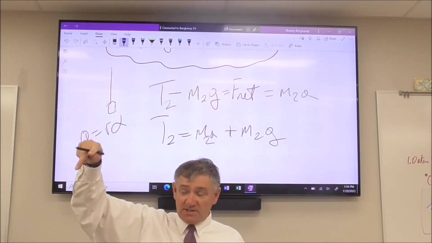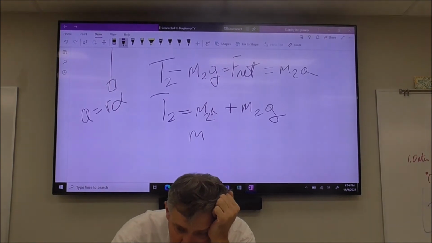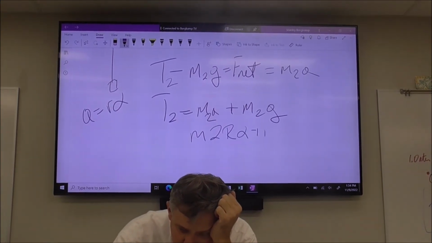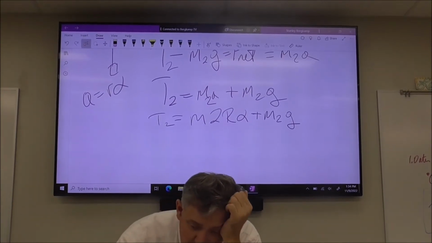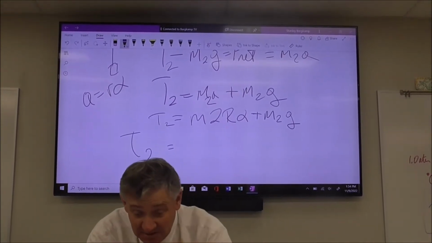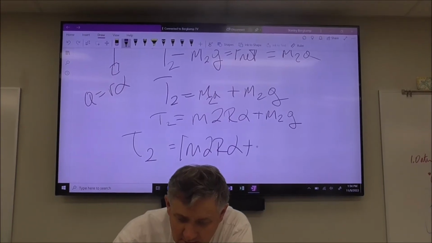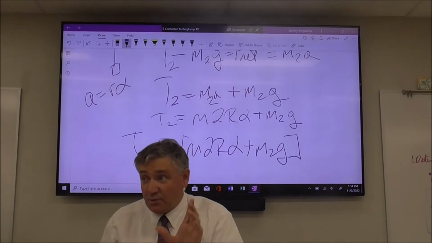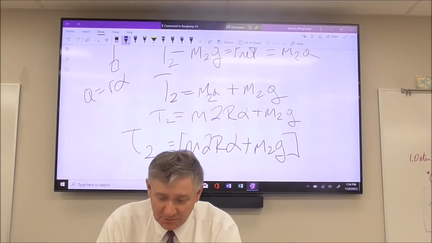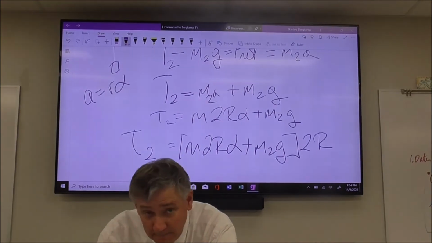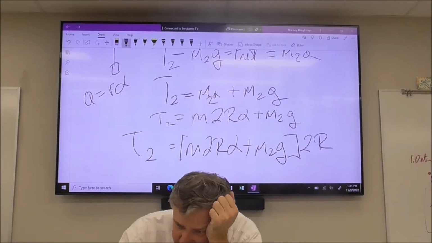Okay? In this case, 2R. So this is going to be M2 times 2R alpha plus M2G is going to equal T2, right? So the torque on 2, this is going to get a little bit complicated. So that's going to be M2R alpha plus M2G, because we're talking torque, so that's just the force part of it. But then what do you have to multiply that by? 2R. Not R, 2R, because that's the radius. Cool with this?